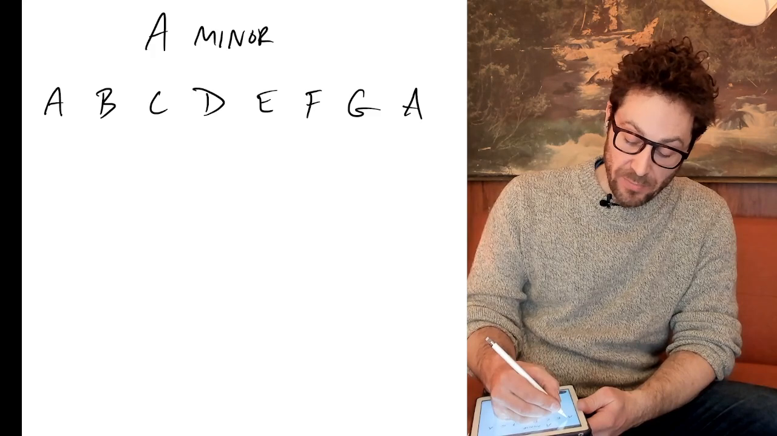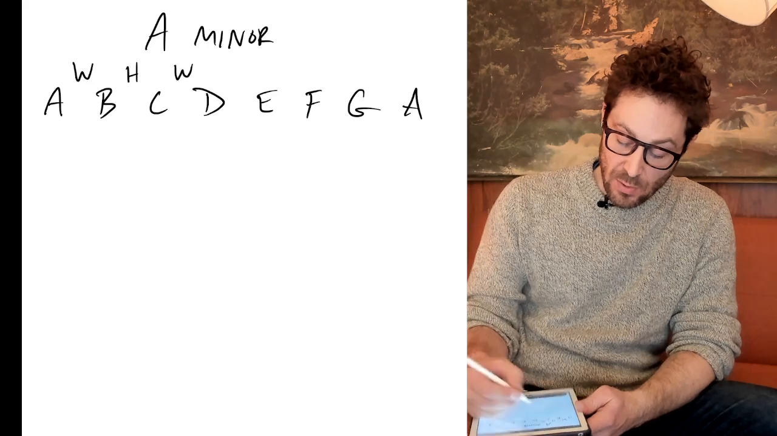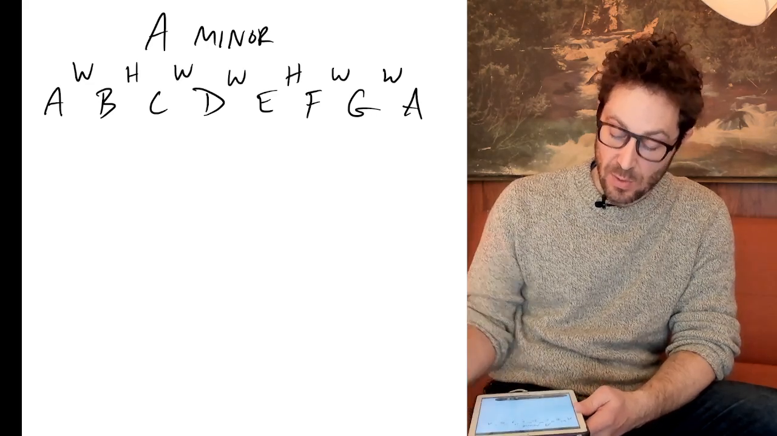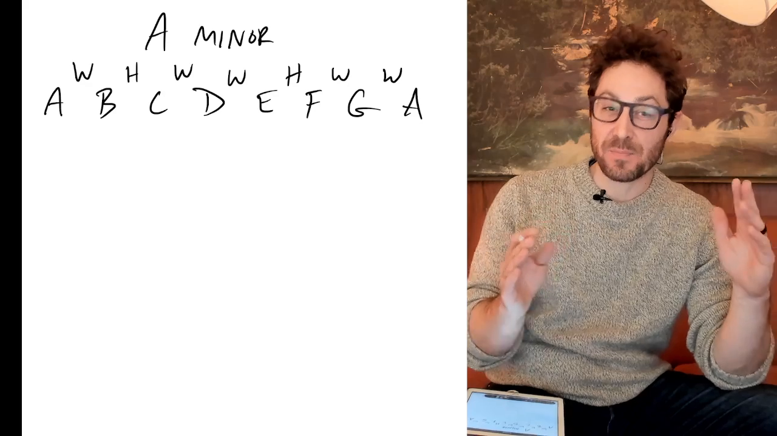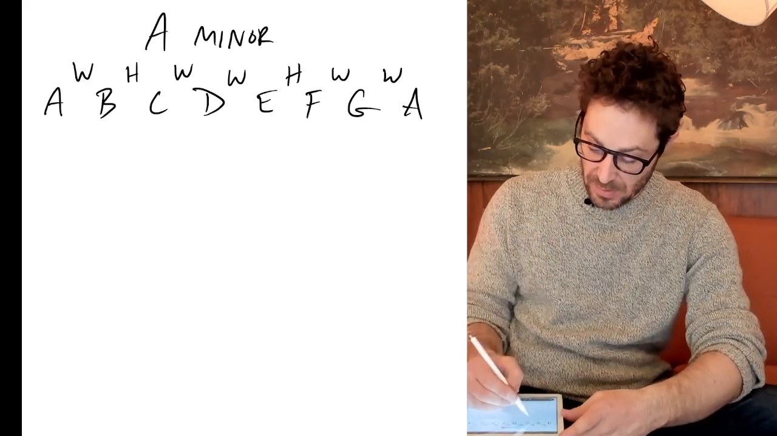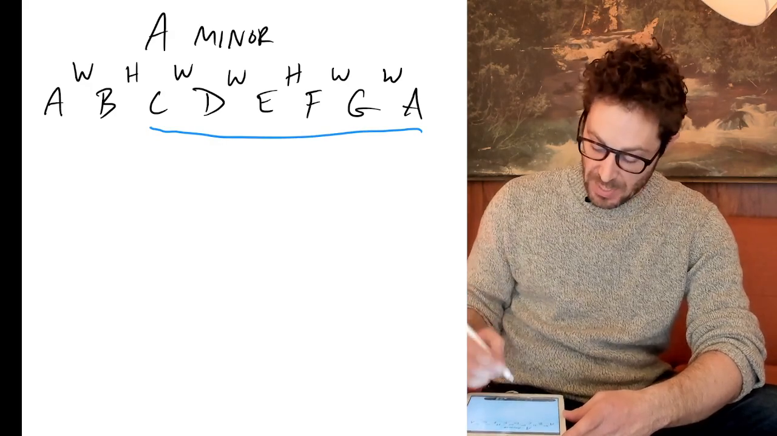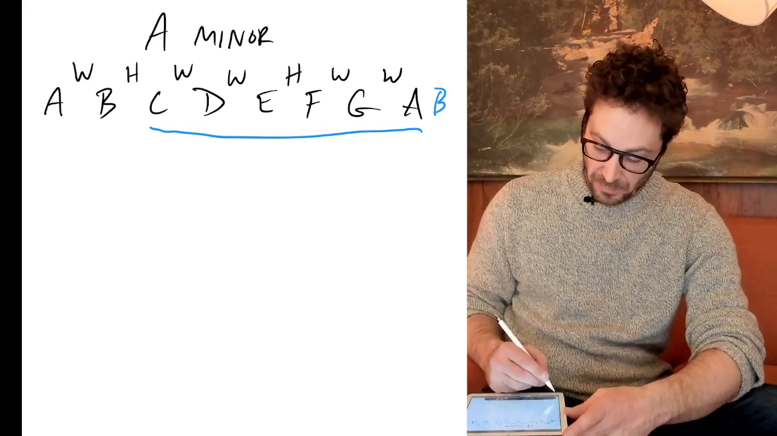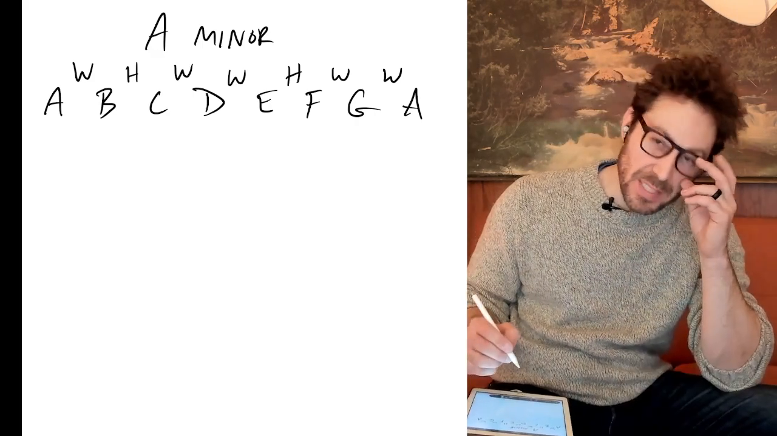The steps are different. This is a whole step. This is a half. This is a whole. This is a whole. This is a half. This is a whole. This is a whole. We still only have 2 half steps because it's the exact same. If you really look at it, this is C major. Just pretend you put a B right there and then a C right there. So, don't worry about the steps though.